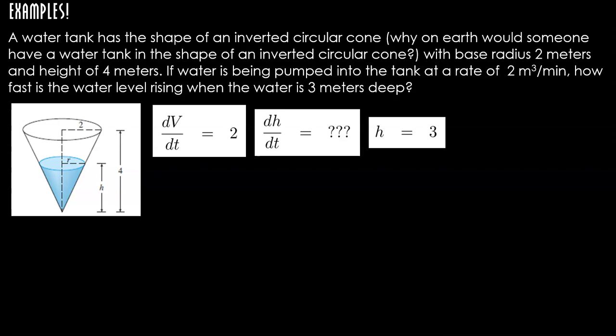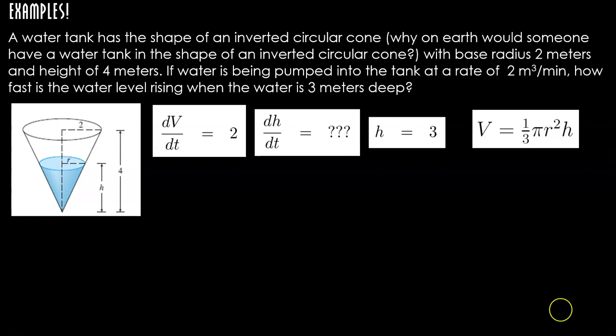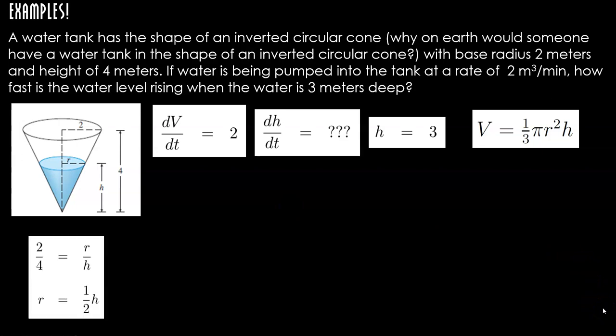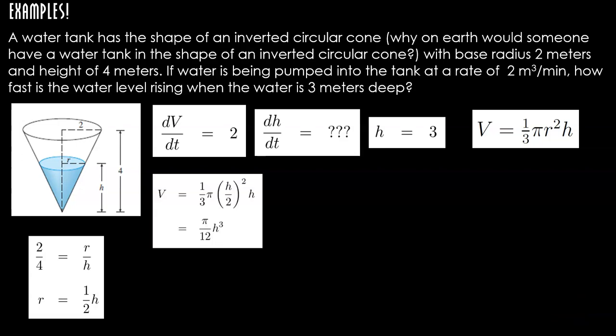I need something to relate these two. I know volume is 1/3 pi r squared h, but I only want one variable. So I need to figure out a way of getting rid of the r. Going back to the cone, look at what I've highlighted. This is a triangle, and this is a smaller triangle, and the two triangles are similar, so I can use similar triangles. I know that 2 is to 4 as little r is to little h, which means r is equal to 1/2 h. Let's plug that back into the volume equation and simplify.